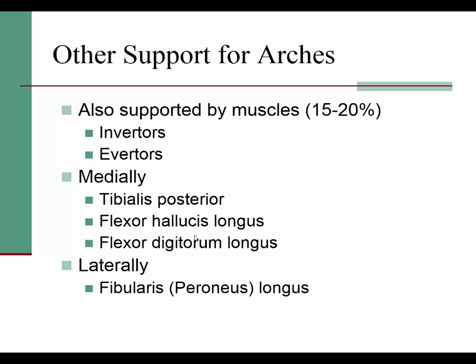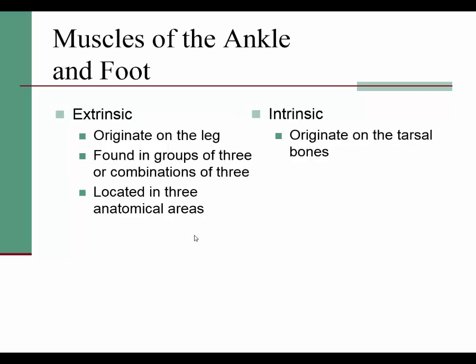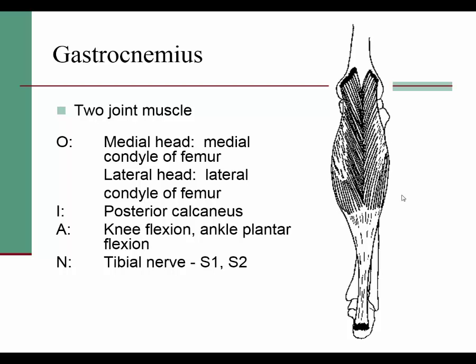Getting into the muscles of the ankle and foot, the extrinsic muscles originate on the leg. They're usually found in groups of 3 or combinations of 3, and they're located in 3 anatomical areas. The intrinsic muscles originate on the tarsal bones, so those are more of your fine motor muscles. I'm not going to read through all of these. I will have you all just take time to pause through the different muscles.